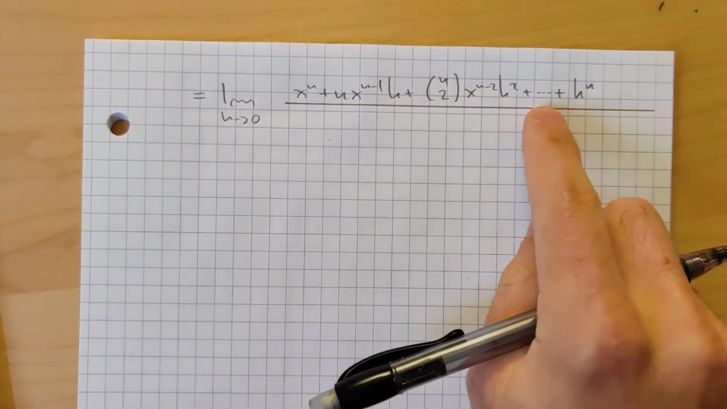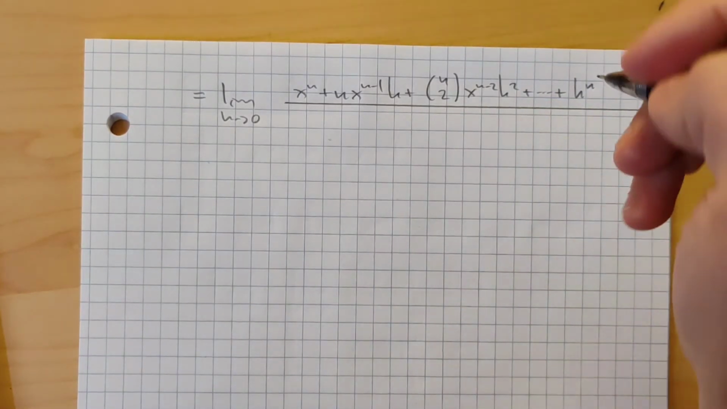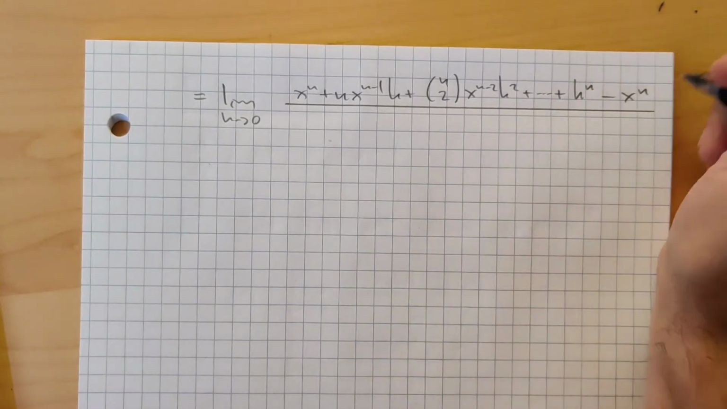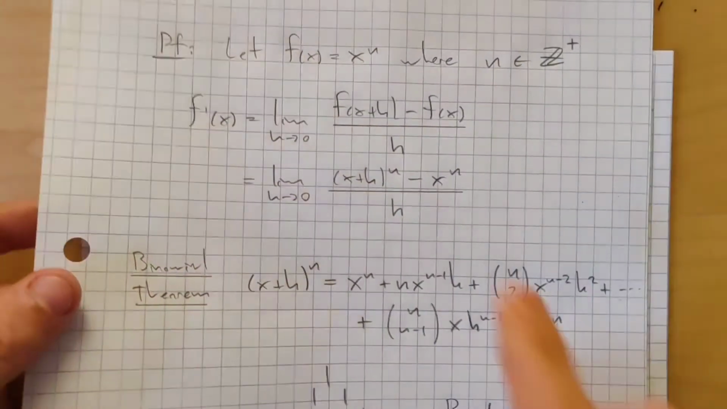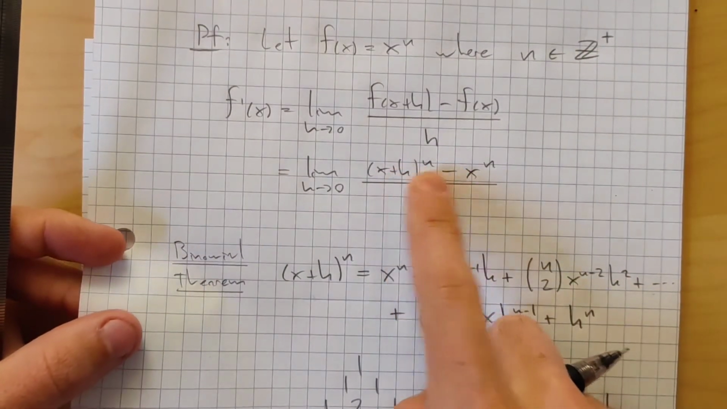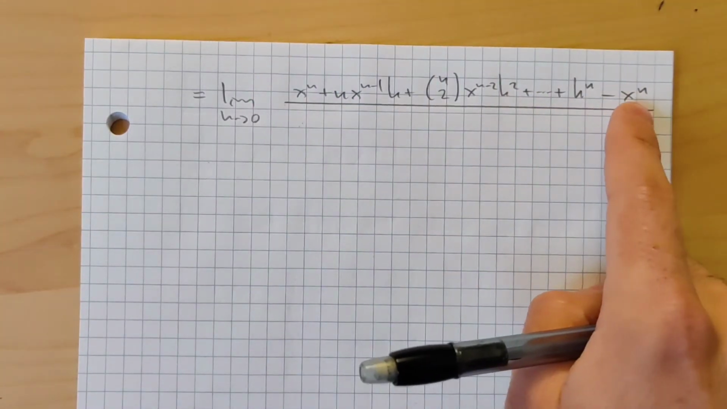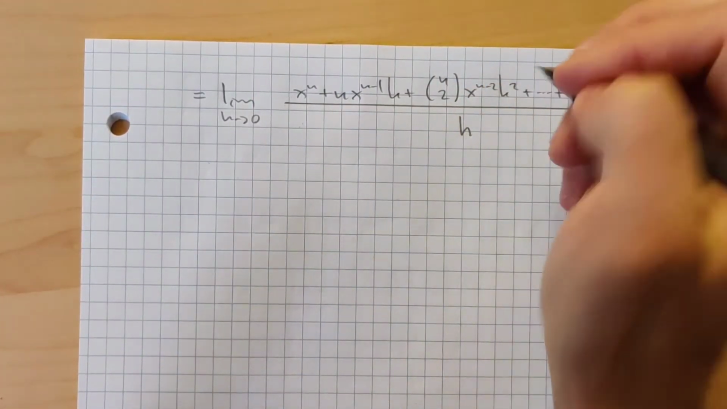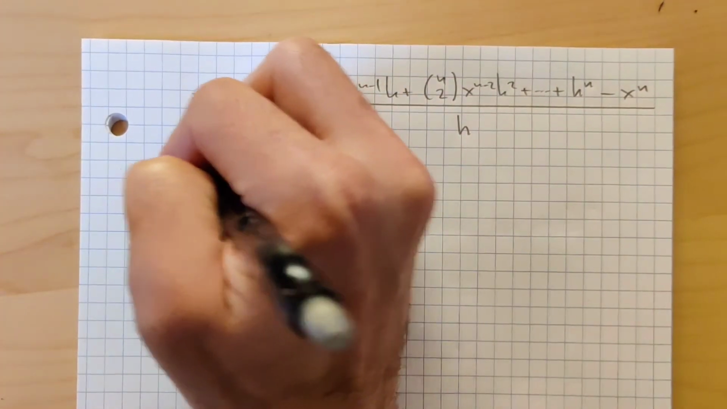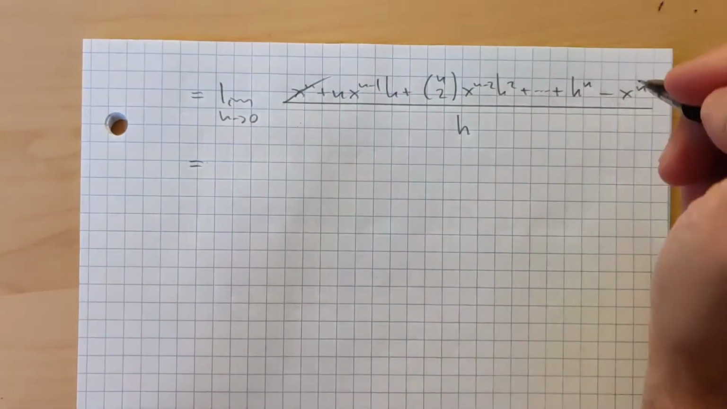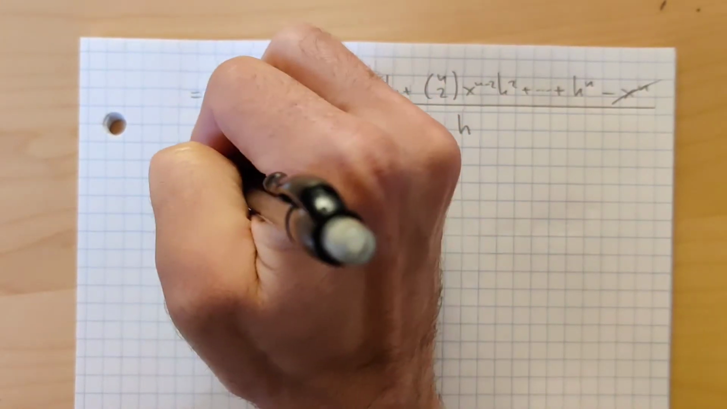So there's a whole bunch of terms in here. Turns out it's not going to be important what they are. You'll see why in a second. And then I have the minus x^n hanging out. Let's just check. I just expanded this out, and then I still have the minus x^n, right? So I expanded all this out, minus x^n, over h. Okay, so what are we going to do with all this? Well, there's an x^n here and a minus x^n here, so those add up to 0. So those are gone.